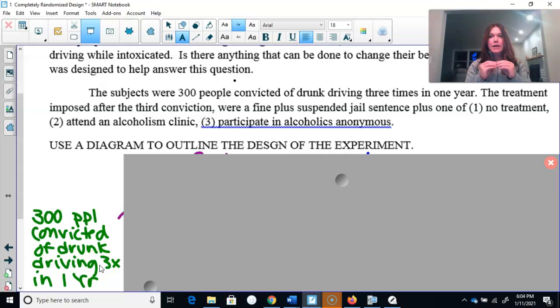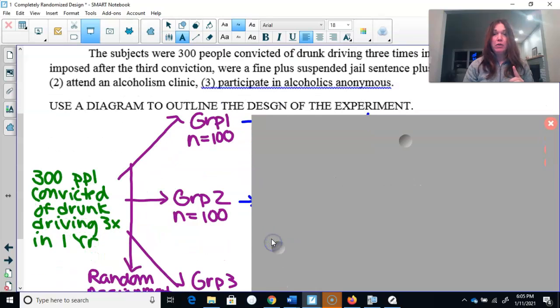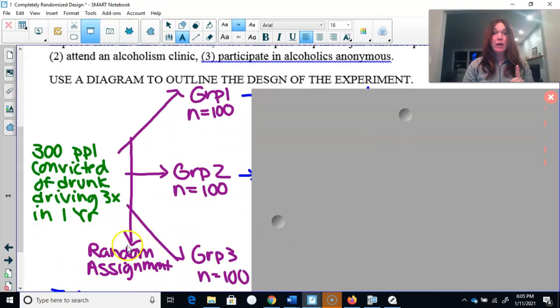Next, what I need to do is break them up into groups, okay? Just like we have it with that model. So we have to ask ourselves, how many treatments are there? There are 1, 2, and 3 treatments. So I'm going to break these 300 people up into 3 groups. Again, using random assignment, and the hat method is just fine.